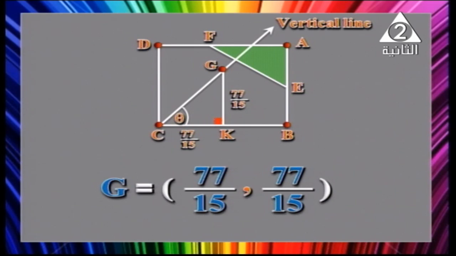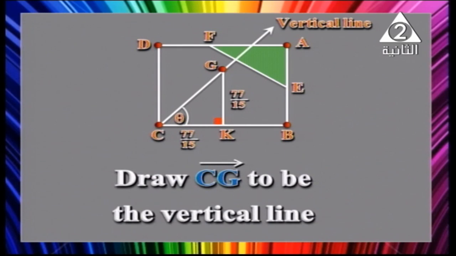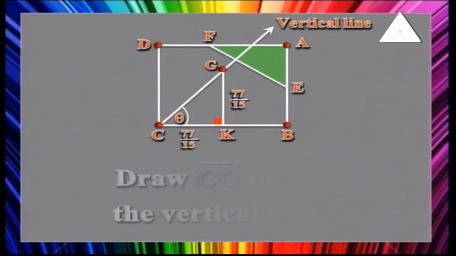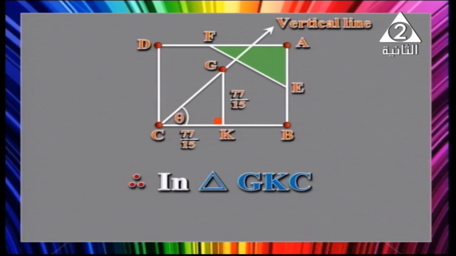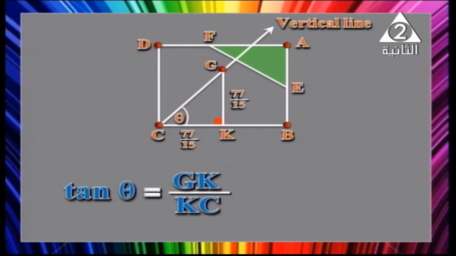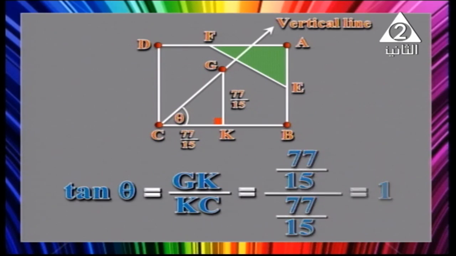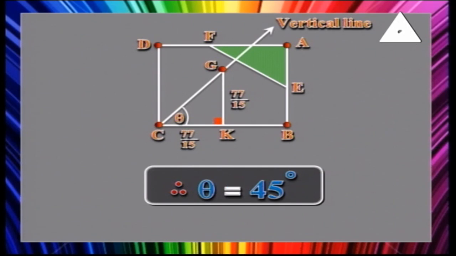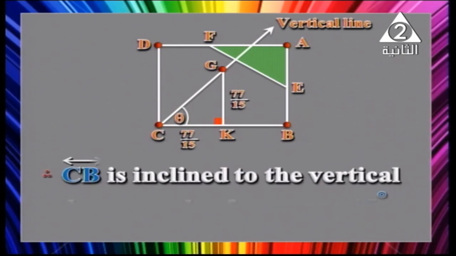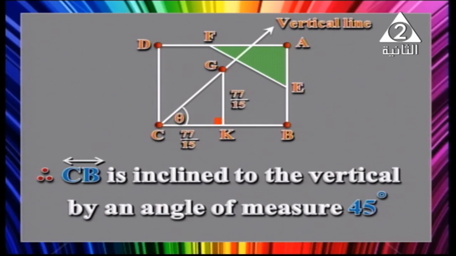My dear student, when we draw ray CG and the vertical line, in triangle GKC, look at angle theta. To find the measure of angle theta, tan theta equals opposite over adjacent, GK over CK. Tan theta equals GK over KC, which equals what? Equals 1. What do you deduce? Theta equals shift tan 1, which is 45 degrees. Then we deduce that straight line CB is inclined to the vertical by an angle of measure 45 degrees.